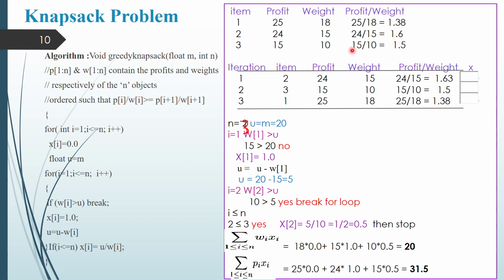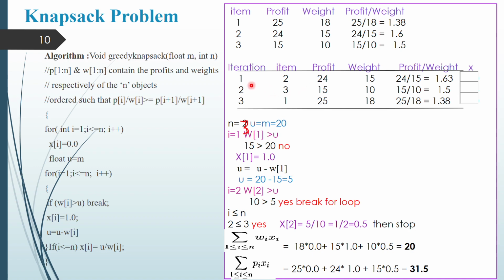Same thing, profit 15 and 10. If you divide, you will get 1.5 here. So after finding the ratio of profit divided by weight, you have to arrange those values in decreasing order. In the ratio, which one is the greater value? This 1.6 is the greater value.